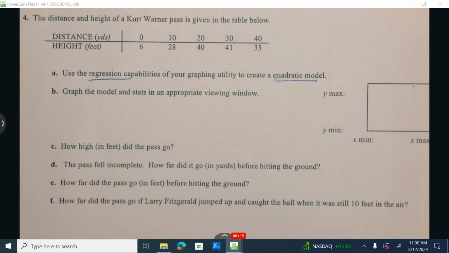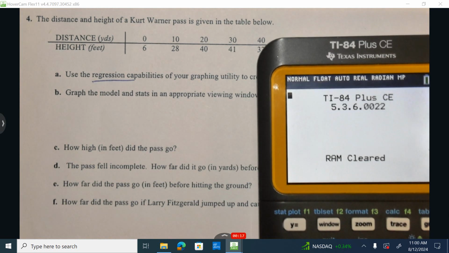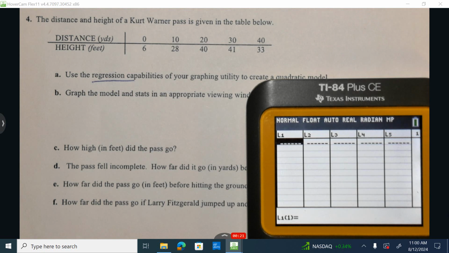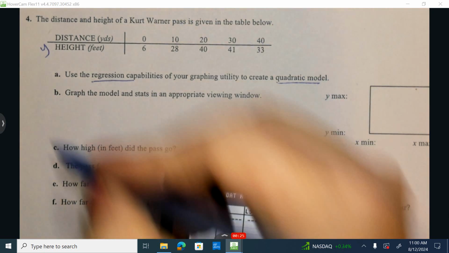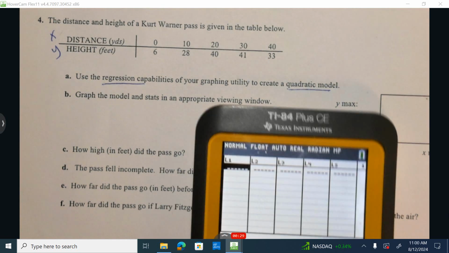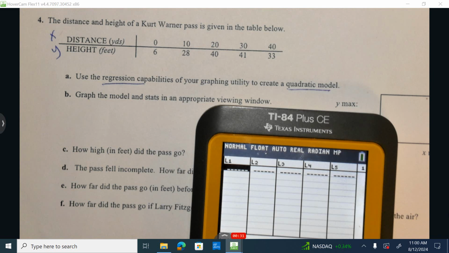I'm going to start by clearing my calculator. I've done so already. And now I'm going to go to Stat, Edit. I'm going to plug in the following information. Now the height is going to be my y value, the height above ground of the ball, and the distance the ball travels horizontally is going to be my x value. So I'm going to plug in the following values here.